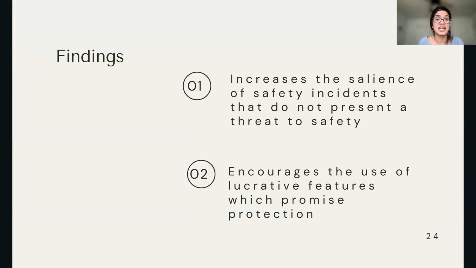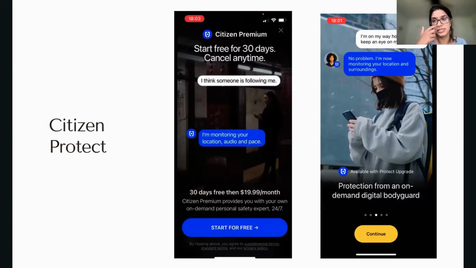The second finding I want to share is that Citizen encourages the use of lucrative features which promise protection. I want to, in particular, talk about Citizen Protect. So this is a paid feature where users can connect to employees at Citizen who will monitor the user's surroundings, contact first responders, and alert emergency contacts on the user's behalf.